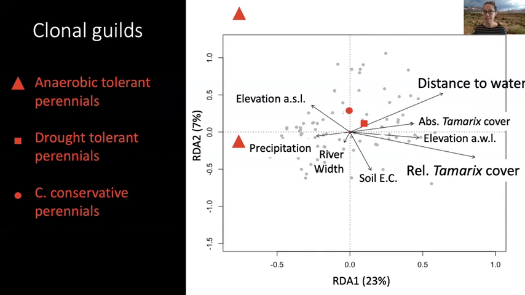On the other side of things, we have the clonal anaerobic tolerant perennials, which we were able to do a follow-up analysis with and found that they were significantly correlated with both Tamarix cover and distance to water. So these anaerobic tolerant perennials are more common in wetter sites with lower Tamarix cover.